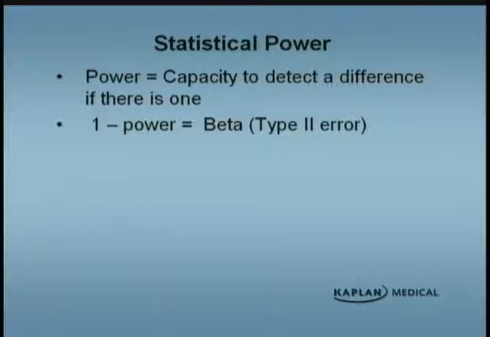You should know that power is directly related to type 2 error by the simple formula: 1 minus power gives you beta, or 1 minus beta gives you power, or power plus beta equals 1. I don't care how you remember it, just remember that power and beta are directly related.